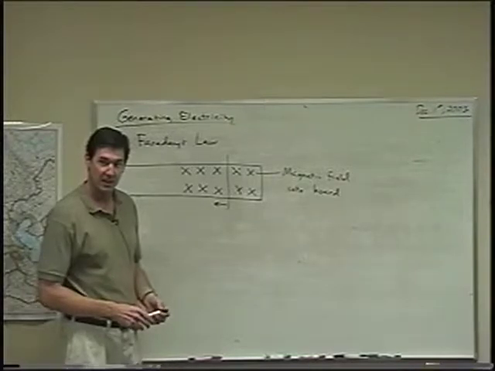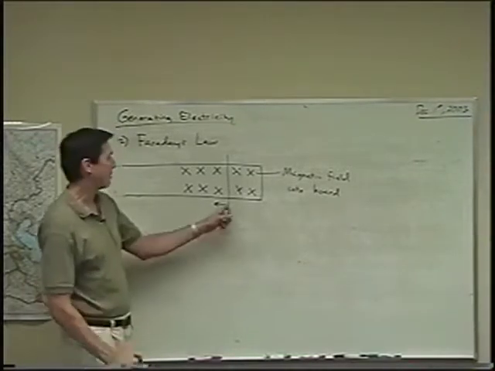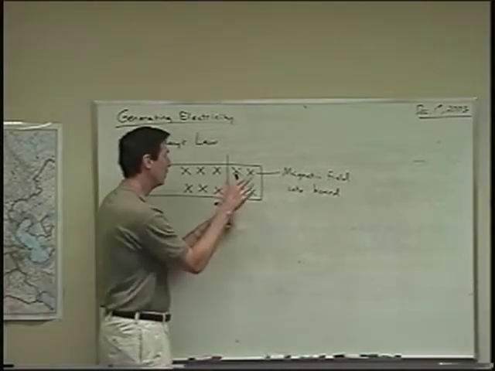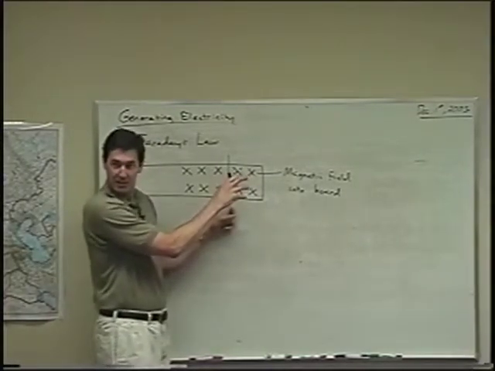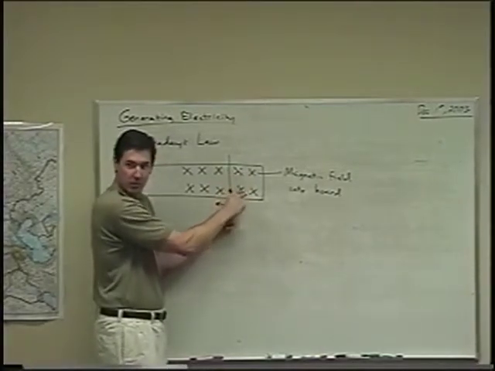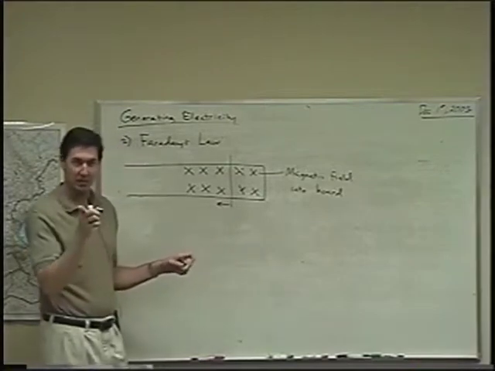Just that part of it makes it stronger. But yeah, I've changed the situation now. I'm not moving the wire. I'm moving the magnet closer, making this field through the loop stronger. What's going to happen?